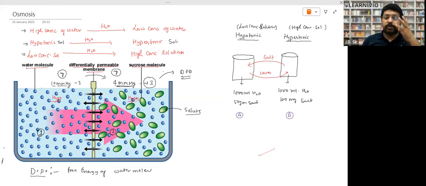So you can define osmosis in three ways, right? So this is the osmosis. And this process will keep on going until the concentration becomes equal on both sides, meaning until equilibrium is achieved. Is that clear to both of you?